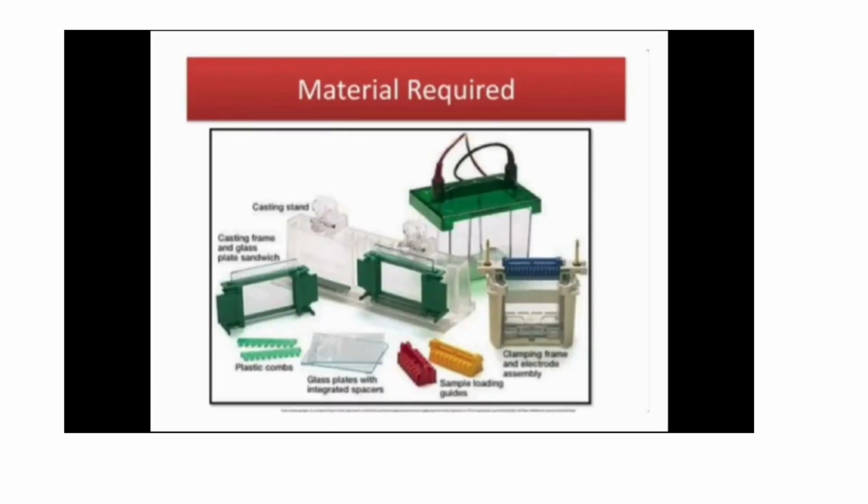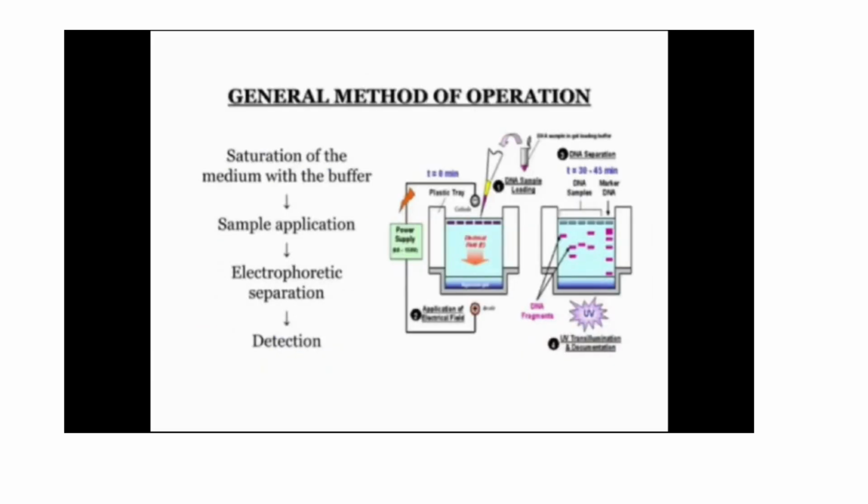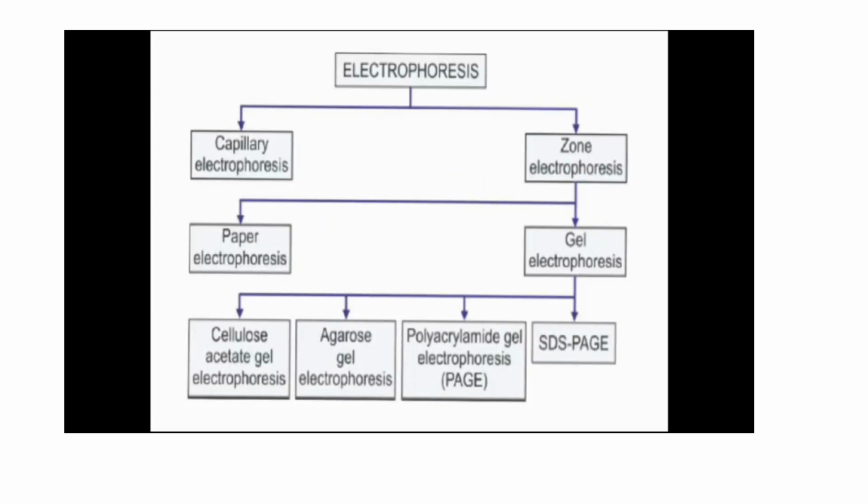These are the materials required for the electrophoresis technique. The general apparatus required for this technique is a power pack, electrophoresis unit, sample injector, and detector. The general method of operation is saturation of the medium with the buffer, followed by sample application, electrophoretic separation, and finally detection.